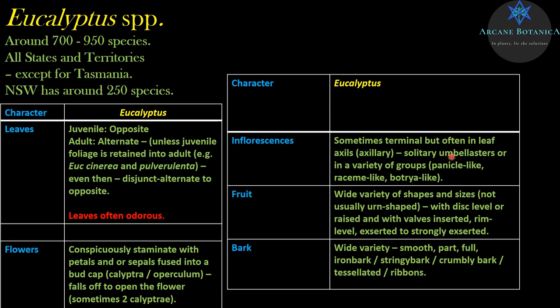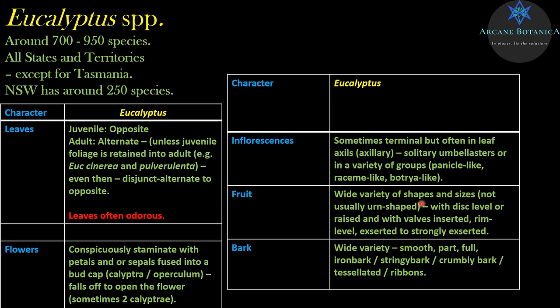And sometimes these are arranged solitary in the leaf axils, but sometimes they're grouped into panicle-like, raceme-like, botryoid-like clusters. They can sometimes be mainly at the terminus of the branches out there beyond the foliage, but a lot of the time they're intermingled in the foliage, down in the leaf axils. And you get the whole box and dice here. Remember with Angophora and Corymbia, we've got nice terminal flowers out there, very conspicuous. Eucalyptus, you can get whole leafy branches of flowers when they're down in the leaf axils.